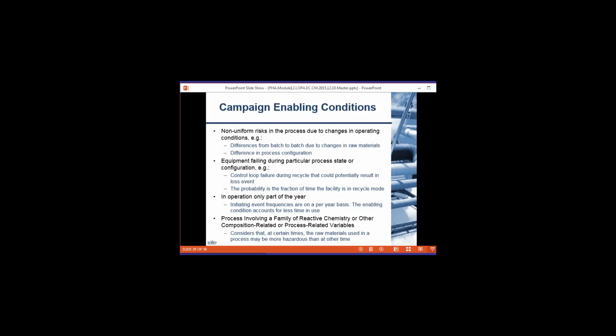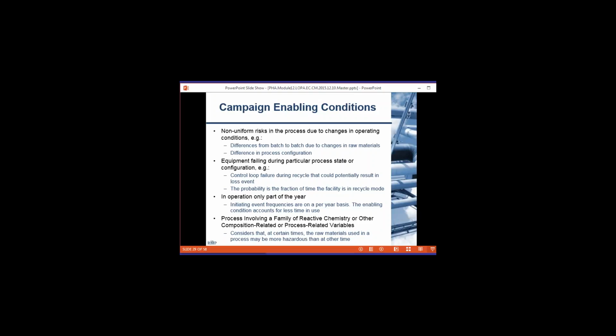In operationally part of the year, I see this a lot in agriculture plants, especially up in the San Joaquin Valley, where they are only really concerned about summer months and they need to regulate temperature in that time. So you only really want to look at tempering your initiating event frequency for that specific summer period. And the reason is because these event frequencies, once again, are on a per year basis. So if you're looking at a pump that fails, but it's only going to happen within that time frame, you definitely want to account for the fact that it is not in continuous operation for an entire year.